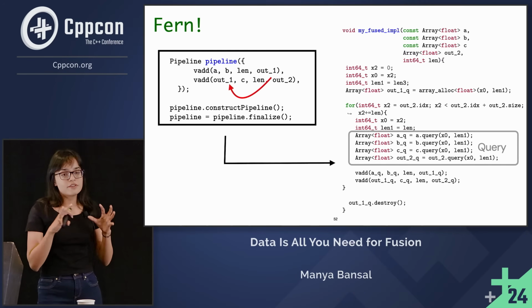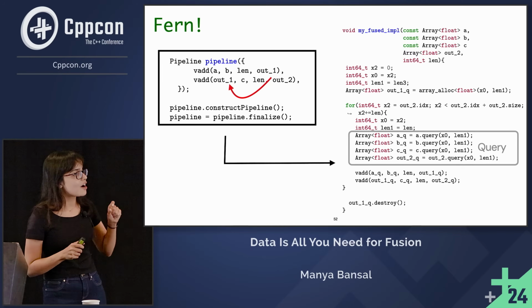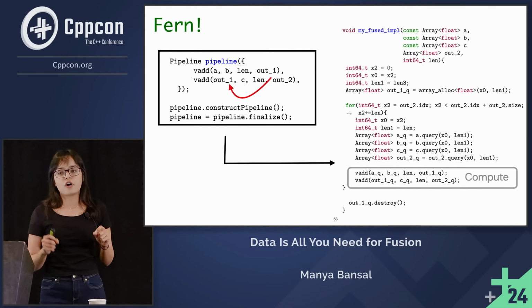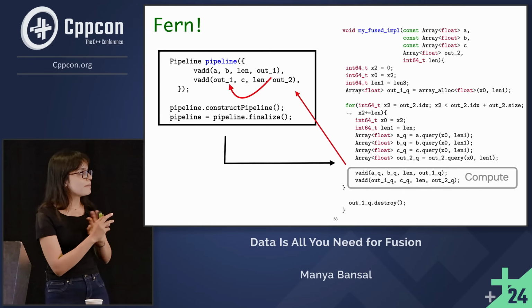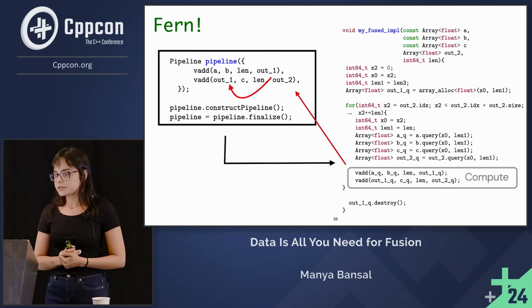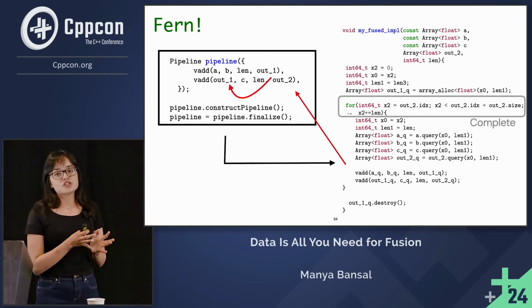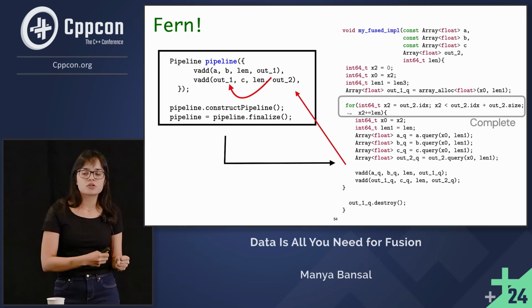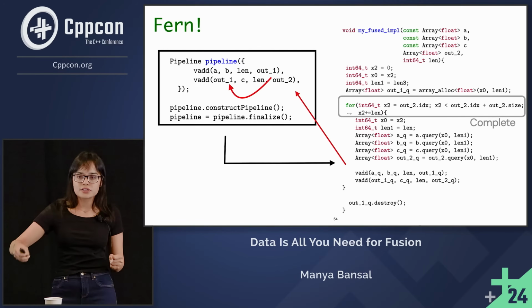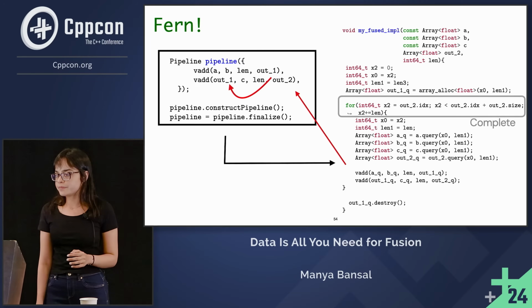It's going to query whatever parts of your input are necessary to compute that little part of your output, and then it's going to perform the computation. The function calls come directly from that pipeline object that we've been talking about. It's also going to generate some set of outer loops so that it eventually finishes the computation. It can compute these independent subsets, but it also wants to make sure that you eventually construct your final output. So that's the idea of Fern.